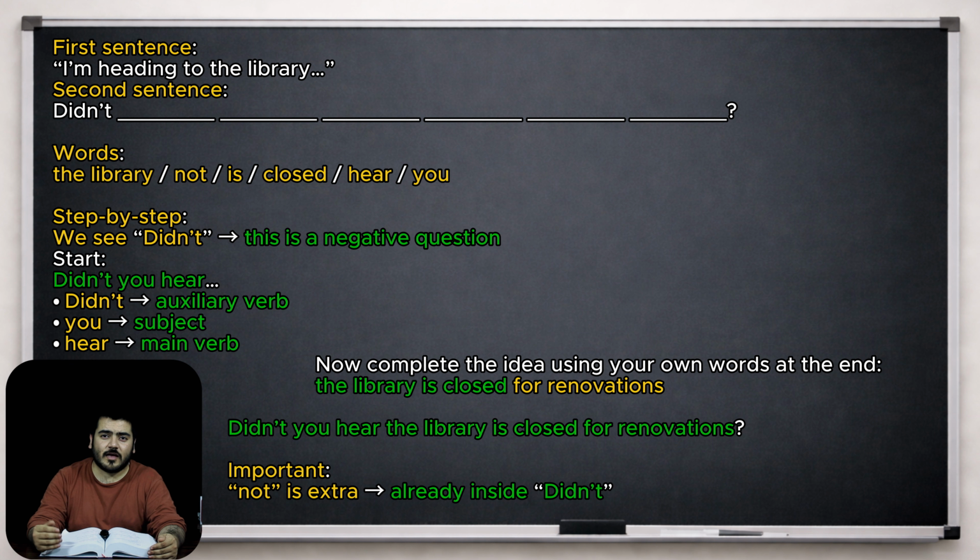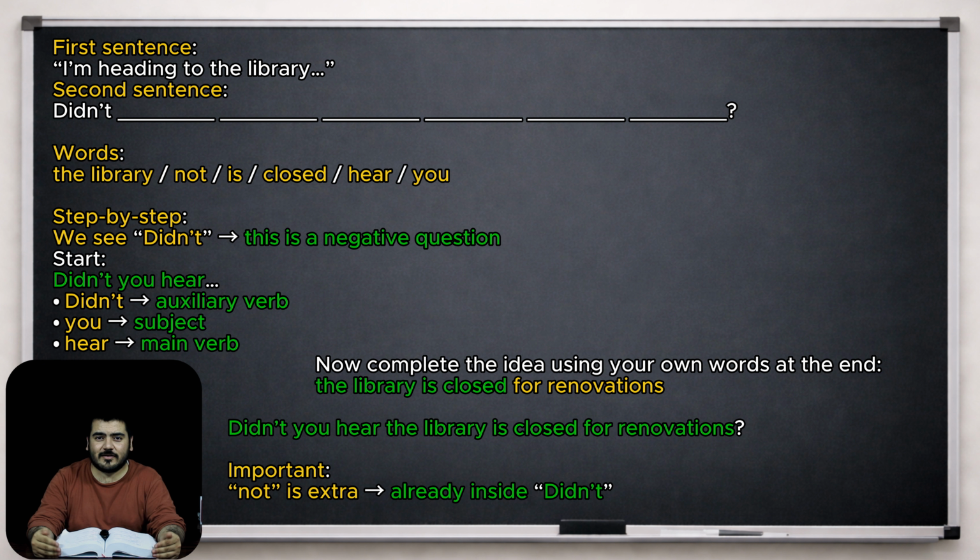The first sentence, I'm heading to the library. The second sentence starts with didn't, and then we see several blanks, and there is a question mark. Words given: the library, not, is, closed, here, and you. Let's get it step by step. We see didn't. This is a negative question. Start with, didn't you hear? Didn't is the auxiliary verb, you is the subject, hear the main verb.